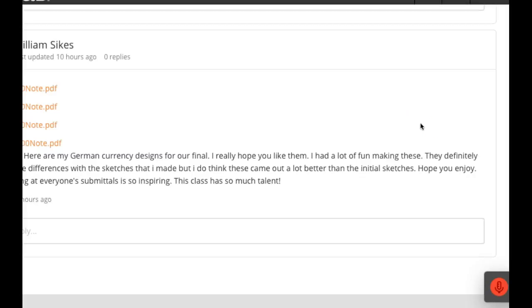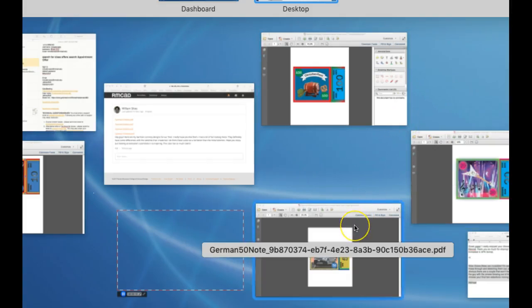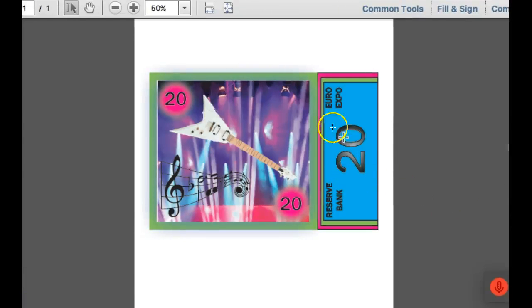Okay, William, got your work up, and one thing I definitely agree with is this class has so much talent. Yes, I totally agree with that, and I think it's really coming through in this currency assignment. So where to start? Let me see. I think this is your strongest piece.